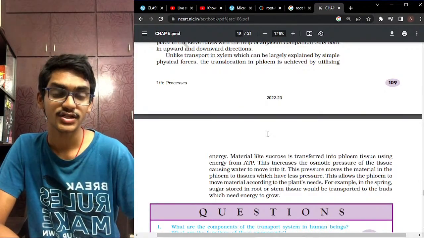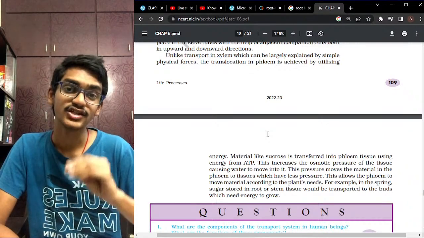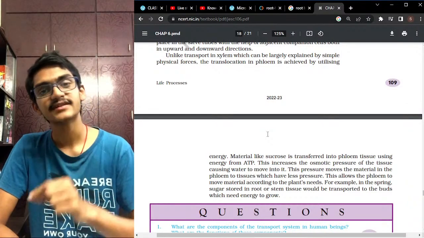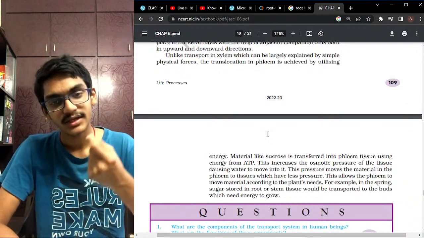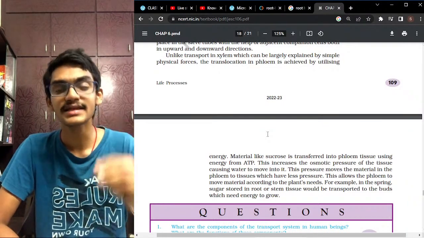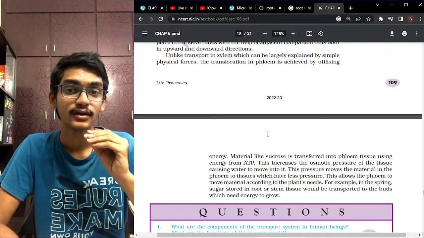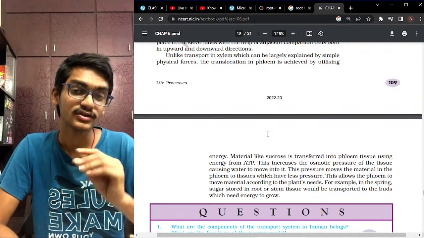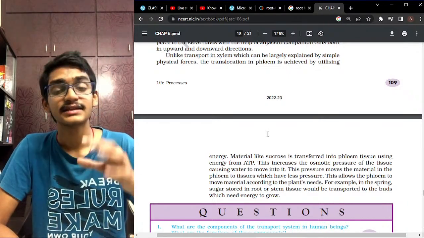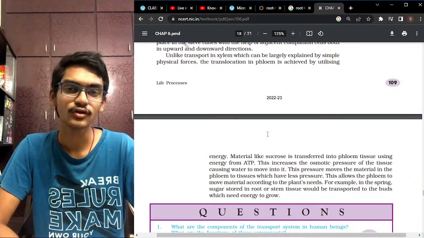With the help of the osmotic pressure and the energy, it helps in transporting the food particles. It helps in forcing the food particles into the sieve tubes and the companion cells. They also force the water molecules as well. So in that process, there is a difference in the pressure that is created. That is, these particles have a high pressure, and they go to all the places where there is a low pressure.